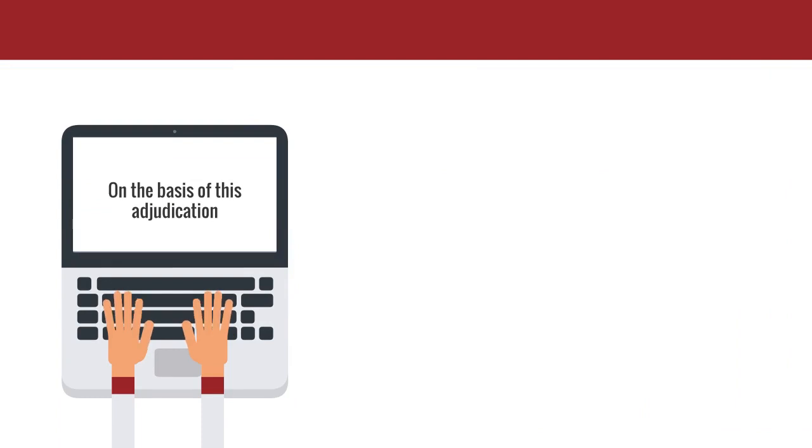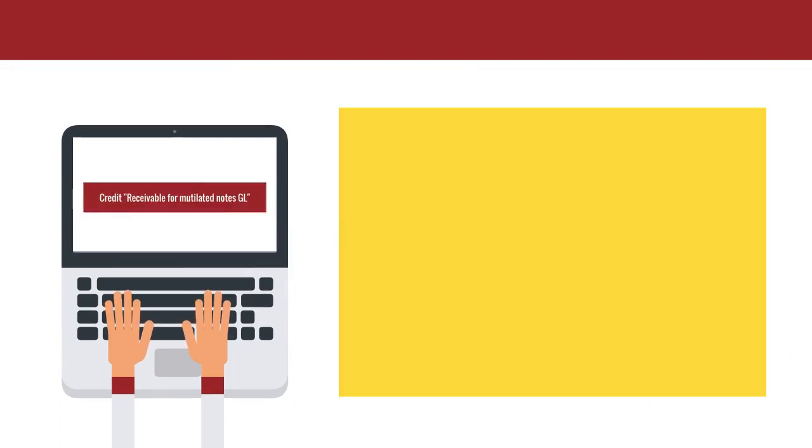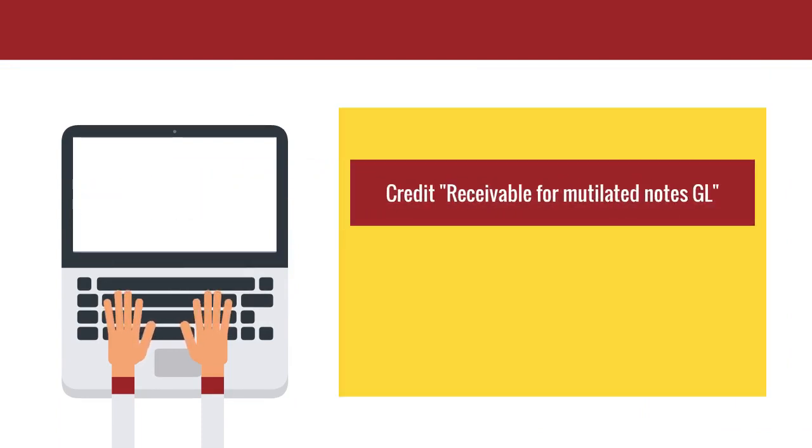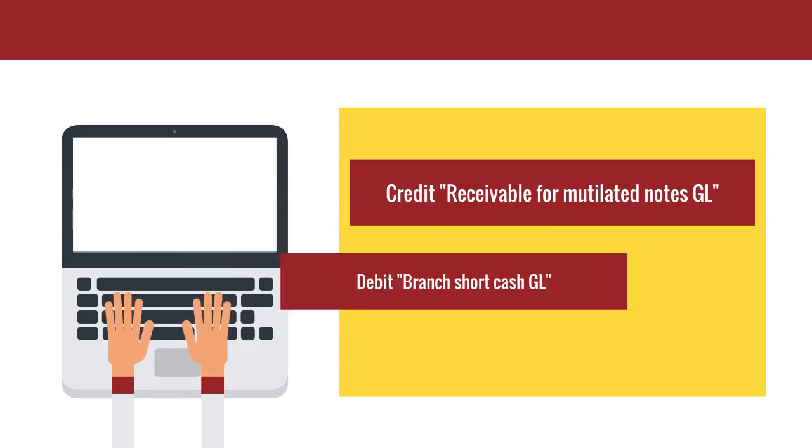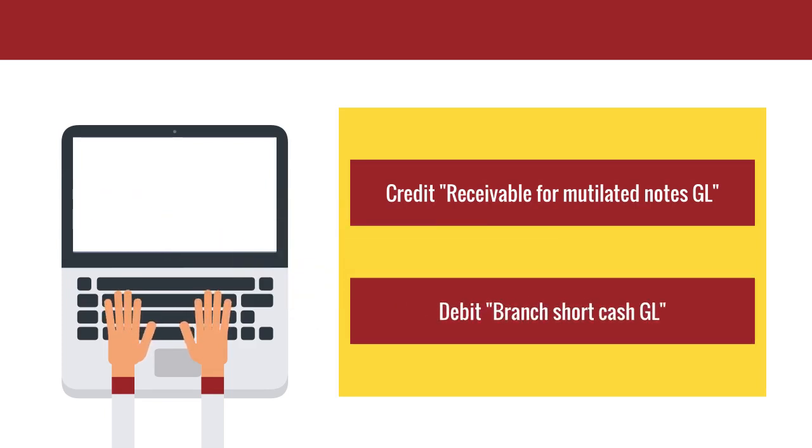On the basis of this adjudication, a credit entry will be passed to receivable for mutilated notes GL. In case of mismatch in adjudicated value calculated by the branch and CPC or currency chest, shortage, if any, will be debited to branch short cash GL for further reversal by the branch.